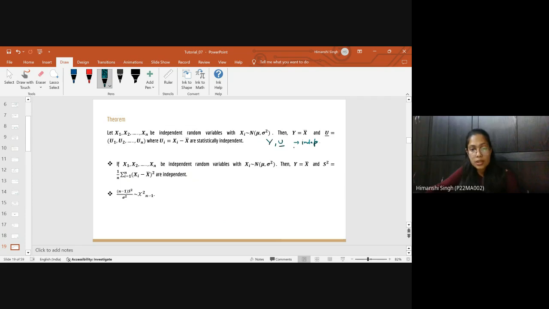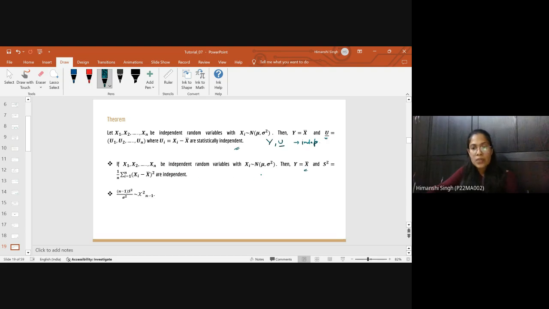Because of this result, we have a more important result, which is a corollary to this theorem. If X1, X2, ..., Xn are independent random variables with Xi following normal mu sigma square, and I consider Y to be X bar and S square to be 1 upon n summation of Xi minus X bar whole square, which is nothing but a function of this U, because each argument is Xi minus X bar, then Y and S square will be independent because of this theorem.